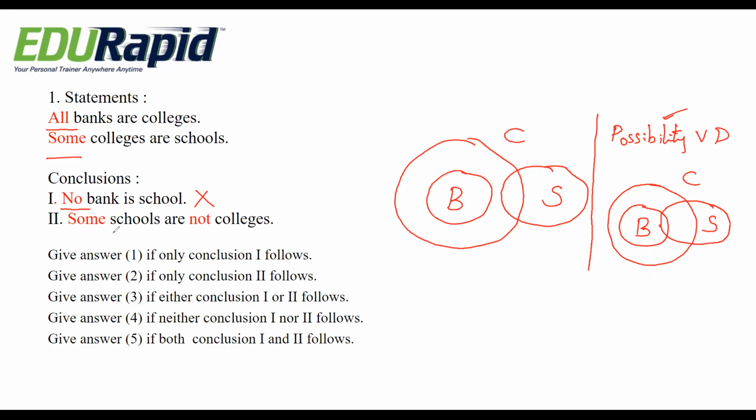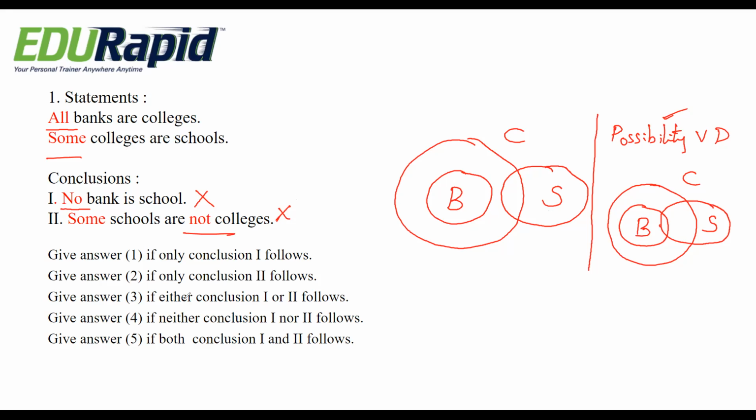Second conclusion, some schools are not colleges. This also is wrong, because in the statement they are only telling some colleges are schools. Then obviously some schools are colleges, vice versa. Here they are telling some schools are not colleges. It is not possible. From this we can say that neither conclusion 1 nor 2 follows.